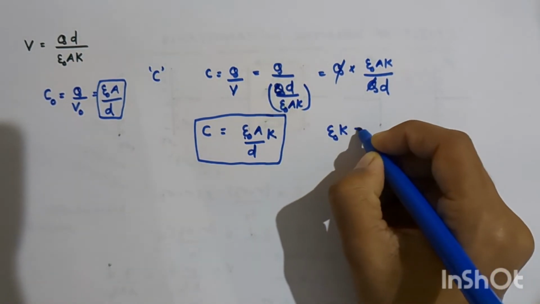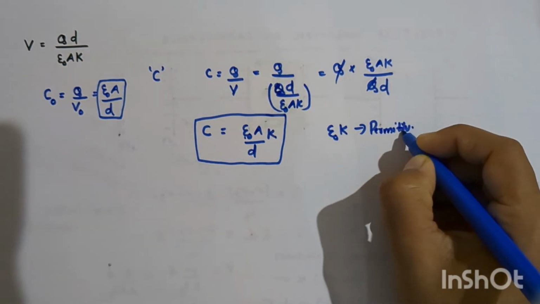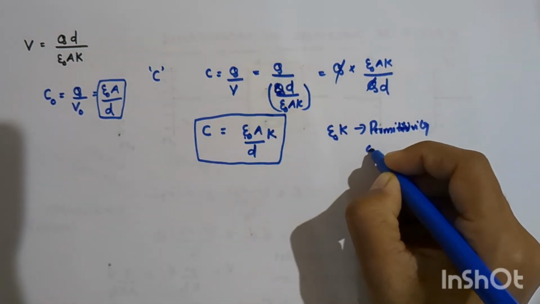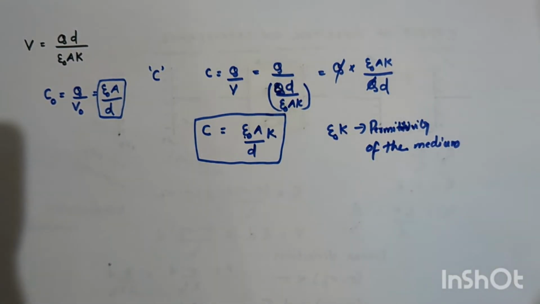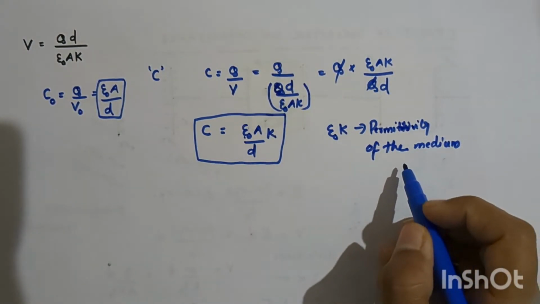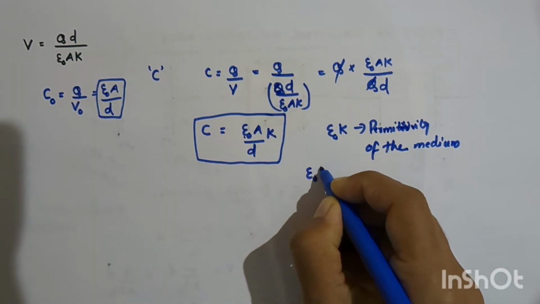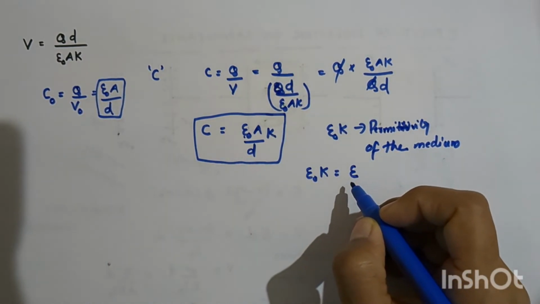See this epsilon 0 into K, this is actually the permittivity of the medium. Epsilon 0 is the permittivity of free space. Epsilon 0 into K is the permittivity of the medium. This epsilon 0 into K is taken as epsilon, which is the permittivity of the medium.